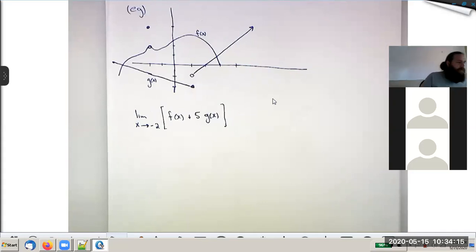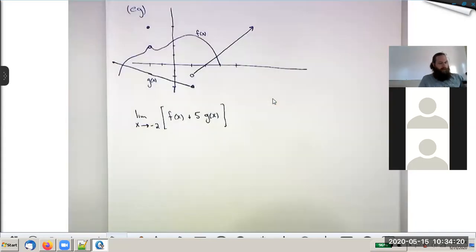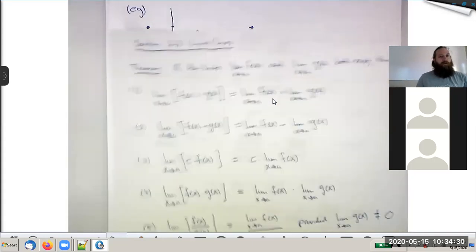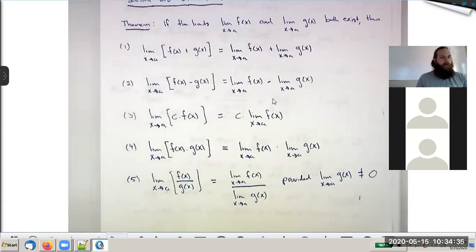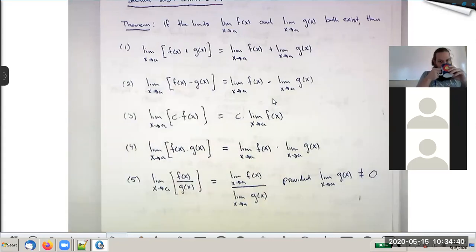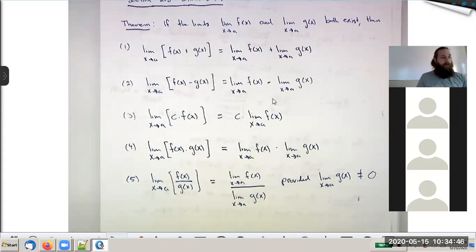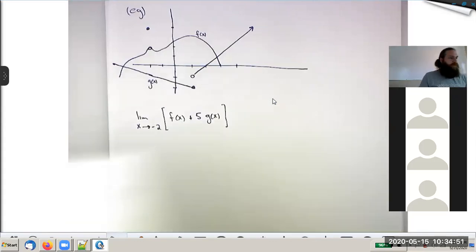Any ideas what I can do algebraically to that expression, the limit as x goes to -2 of f of x plus 5 times g of x? Think about the theorem we just wrote down. Remember, everything I write on the cam is stuff that you guys need to be writing in your notes. So everybody should have this in their notes. If it's not all there yet, take a second, fill it in. Wouldn't you want to split it up? Yeah, I want to take this expression right here and split it up using these rules, right?